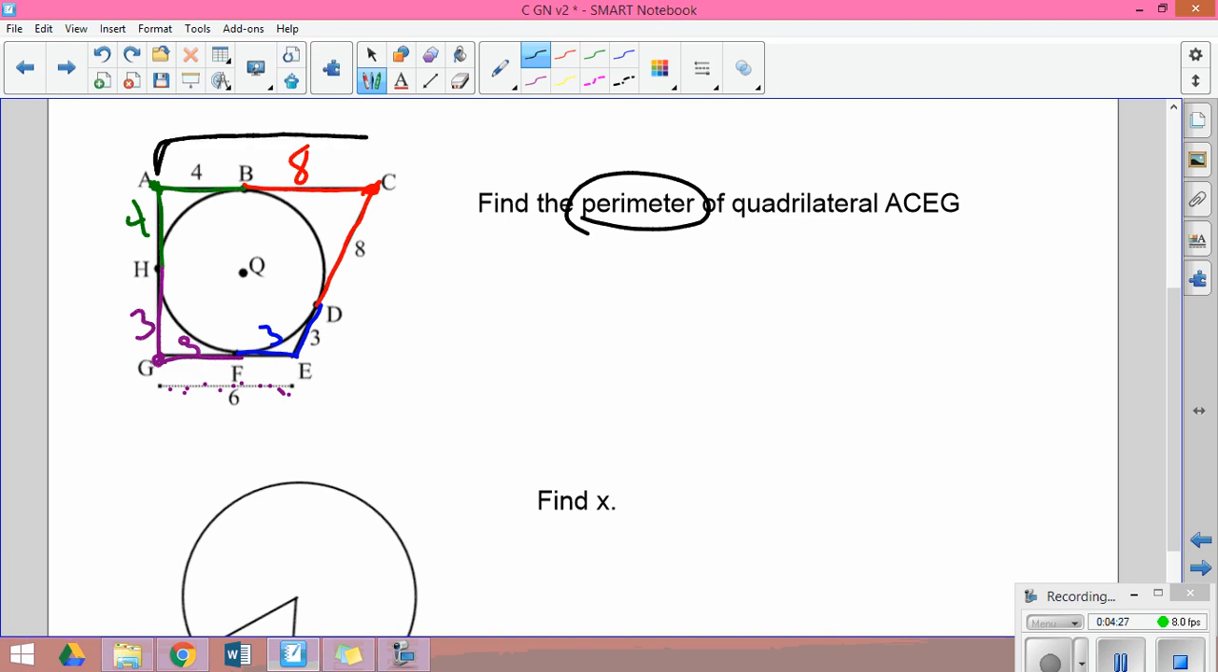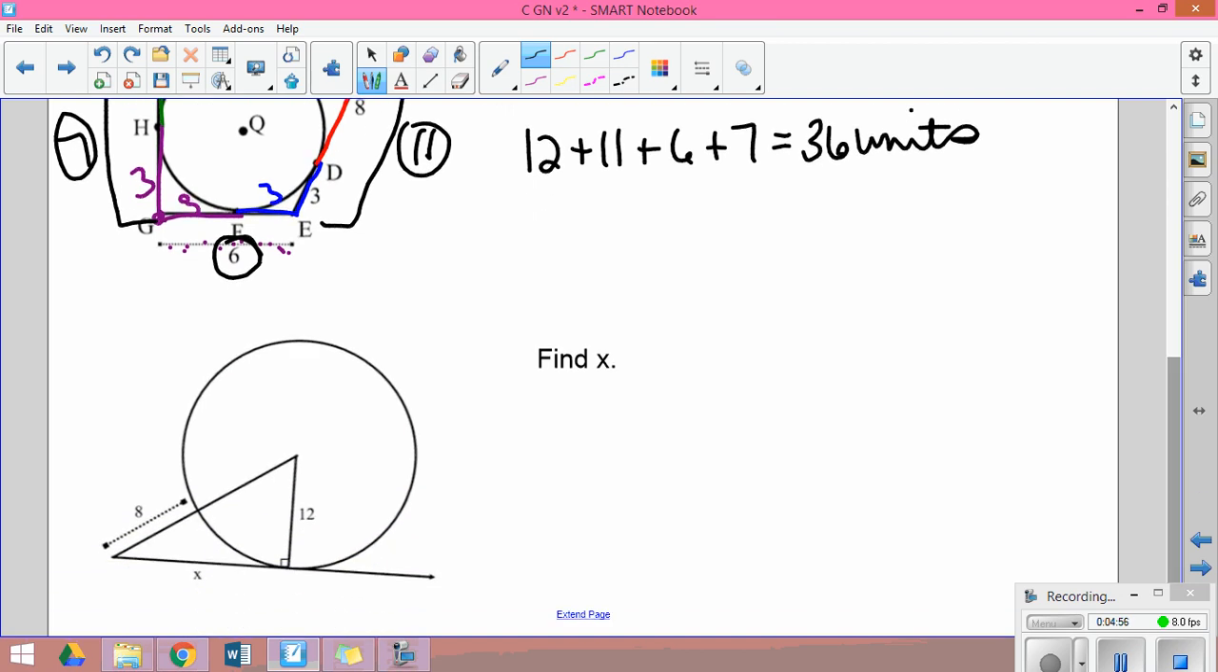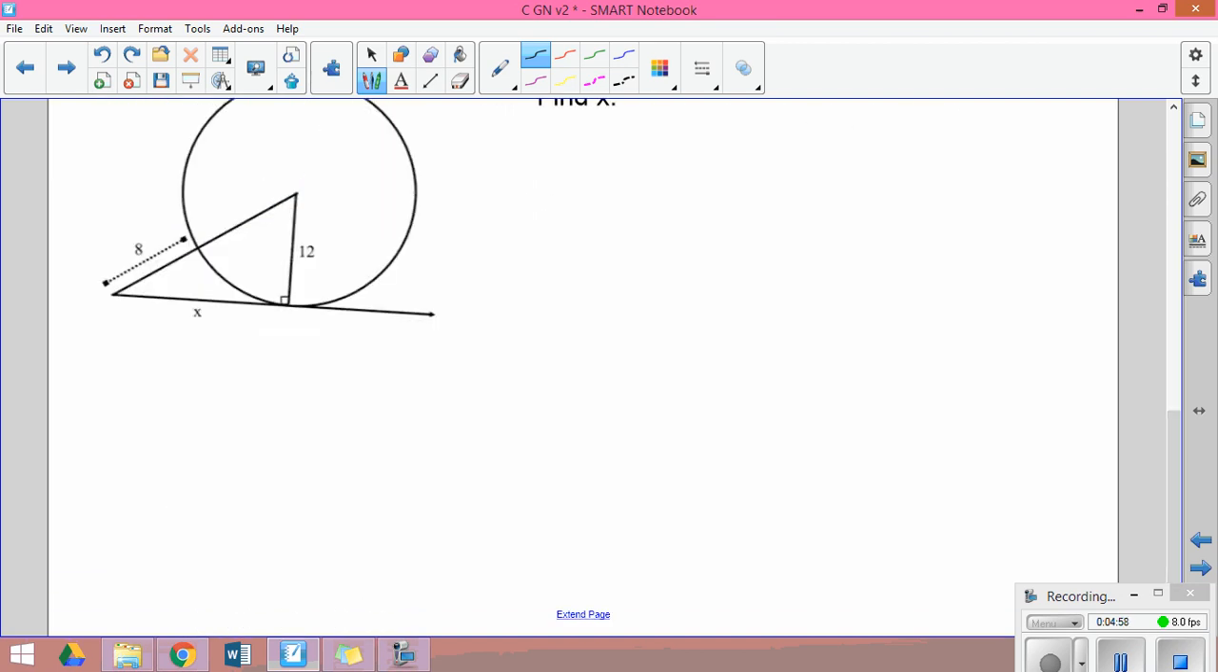So the length of A to C is 12. The length of C to E is 11. G to E is 6, and A to G is 7. So if I add up 12 plus 11 plus 6 plus 7, I find my perimeter is 36 units. Just be careful to not add a piece and the whole and end up with a little bit extra in your perimeter.